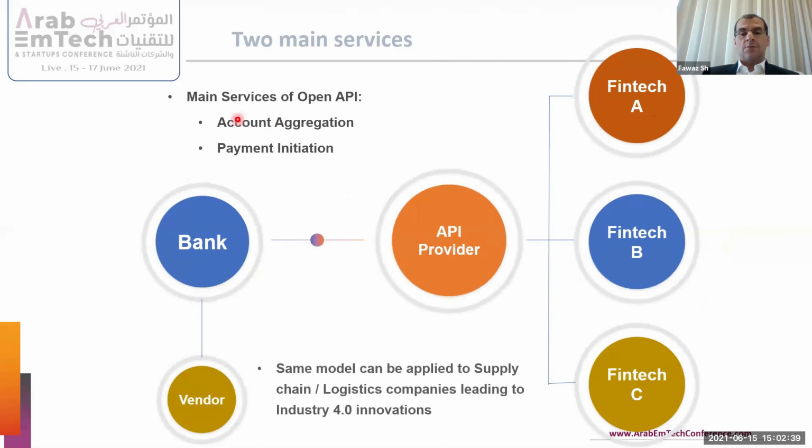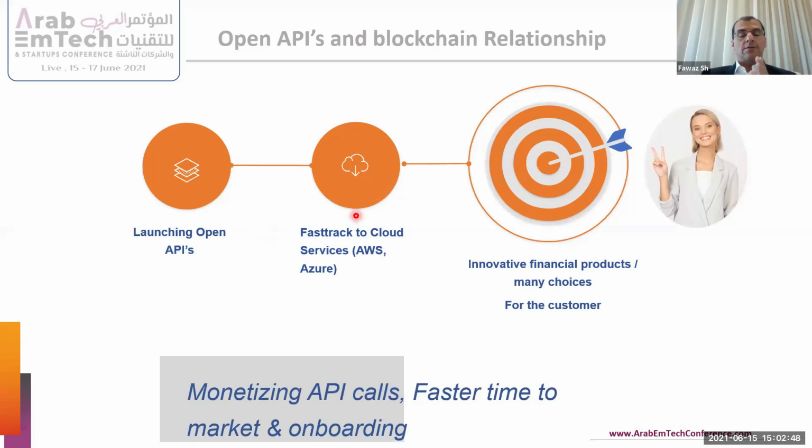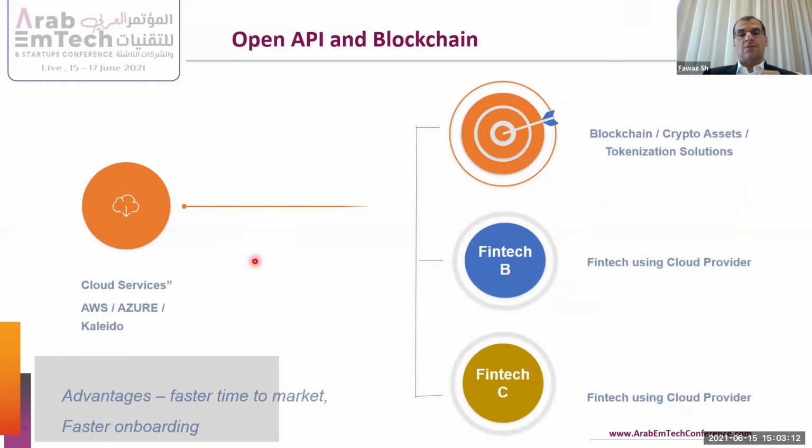So the two main services that we talked about in Open API are account aggregation and payment initiation. This is based on the regulation, and it will allow you to fast track to cloud services. Once you launch your Open APIs, you'll be able to fast track to cloud services, whether it's AWS or Azure, and then launch new innovative products and services by leveraging AWS, Azure or any other cloud provider, because your Open API is already on the cloud. So again, faster time to market, monetizing API calls, and onboarding new customers in a much faster time frame.